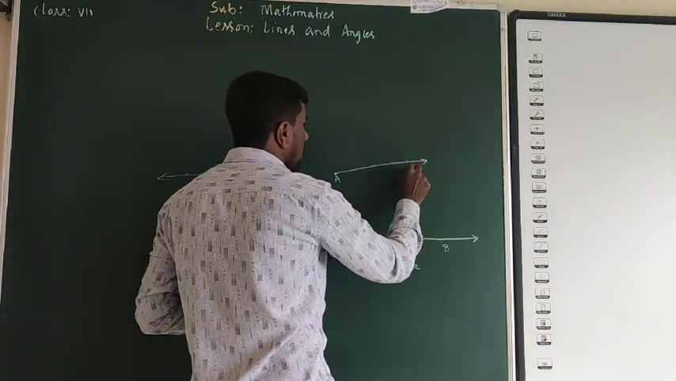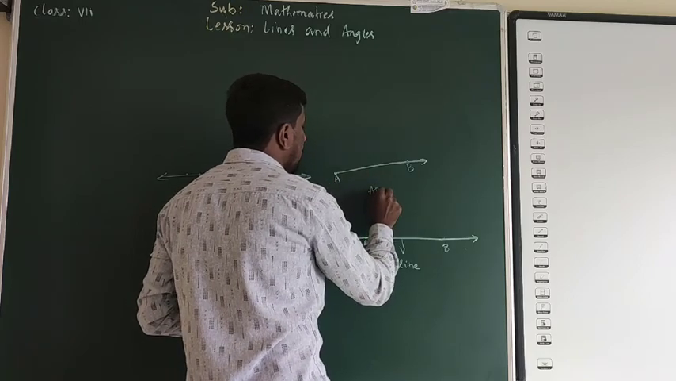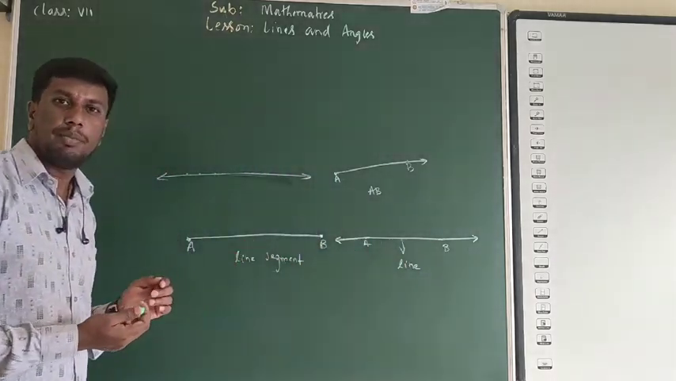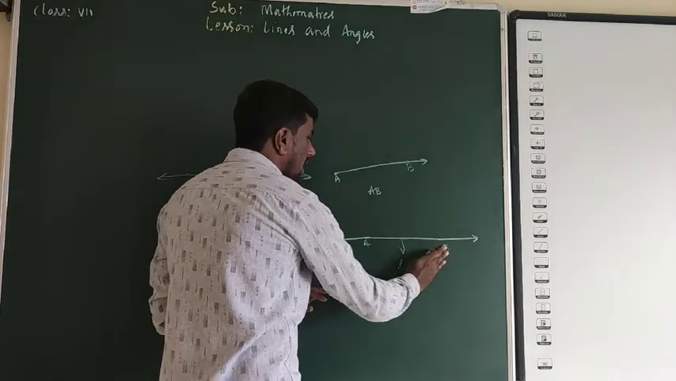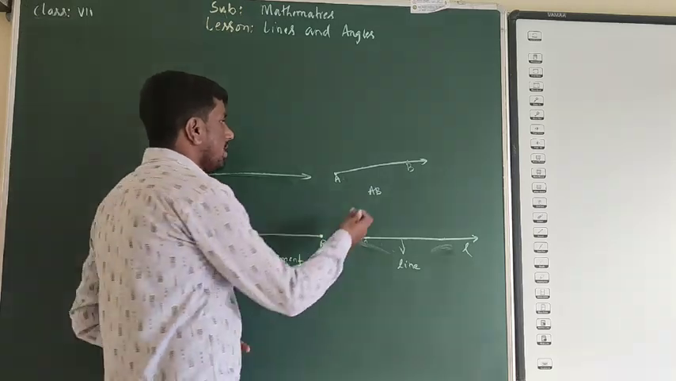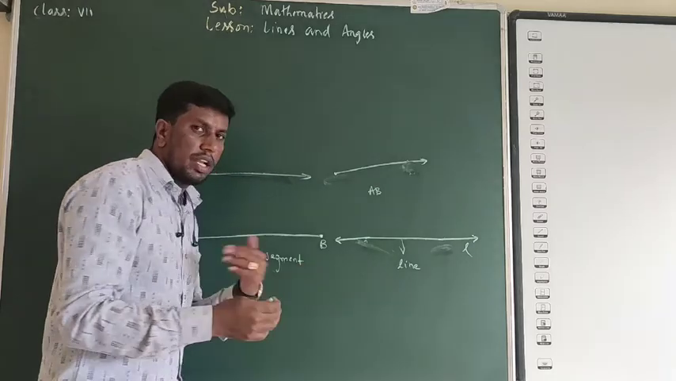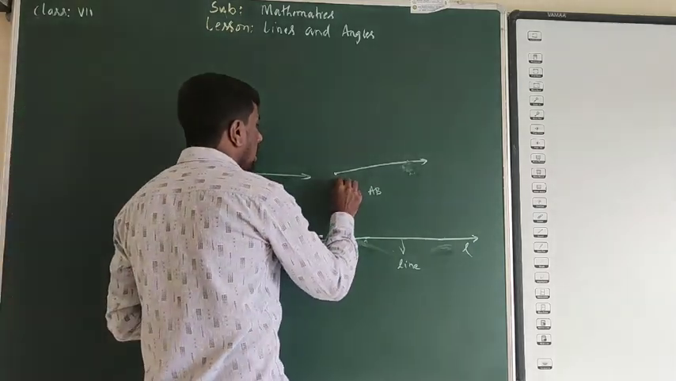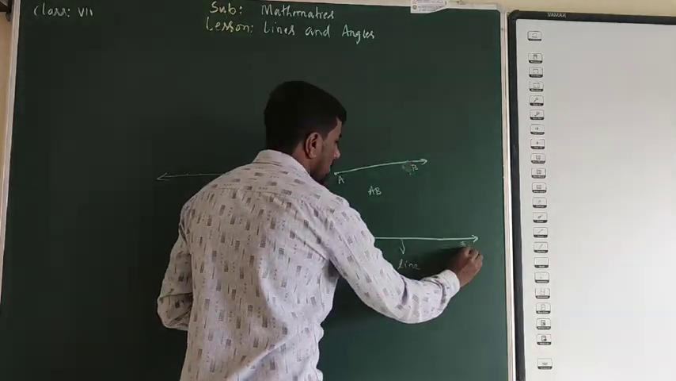For a ray, A and B are not both endpoints; for representing the ray, I am taking it as AB. For representing a line, I will take it as AB, or otherwise I can name it line L. This also I can take as ray L. But to represent the angle, we need to represent it like this. Here also we should represent like this.